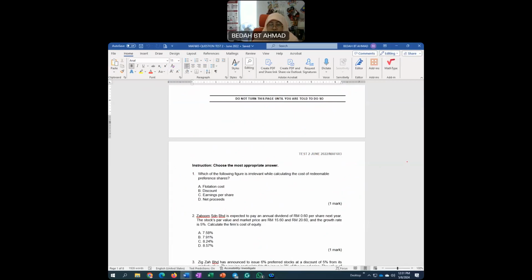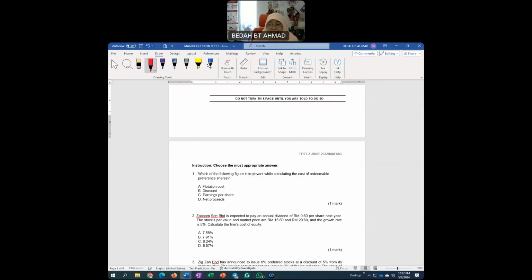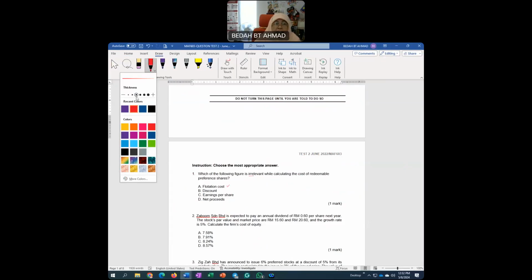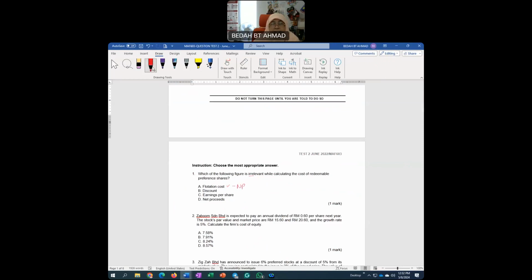Okay, question 1. Which of the following figures is irrelevant while calculating the cost of redeemable preference shares? Preference shares flotation cost: yes, this is important when we want to calculate the net price. Discount: this is on whether the company wants to issue at discount or at premium, so this is also important. Net proceeds.